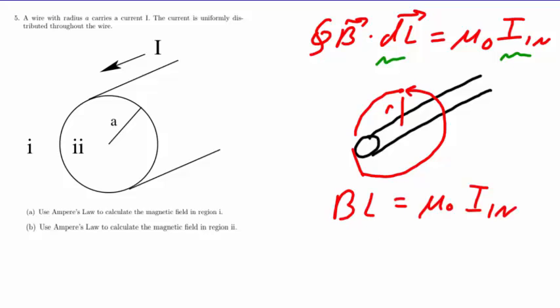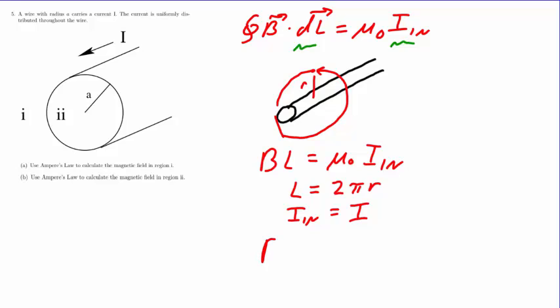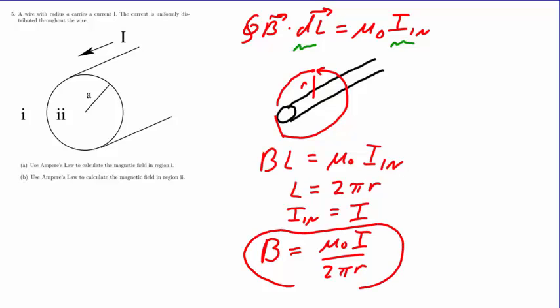Two quantities are necessary to define to continue. The first would be the length, and the length of the path is the circumference of the circle, which is 2 pi times its radius. Also, we need to find the current that is inside this path, and because the path is in region 1, all of the current, or an amount I, passes through. Plugging in both of these quantities, we can solve for the magnetic field in region 1 as mu0 I divided by 2 pi r. And this ends our analysis of region 1.